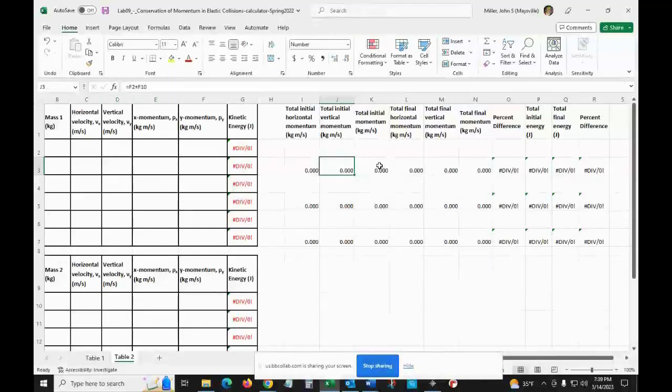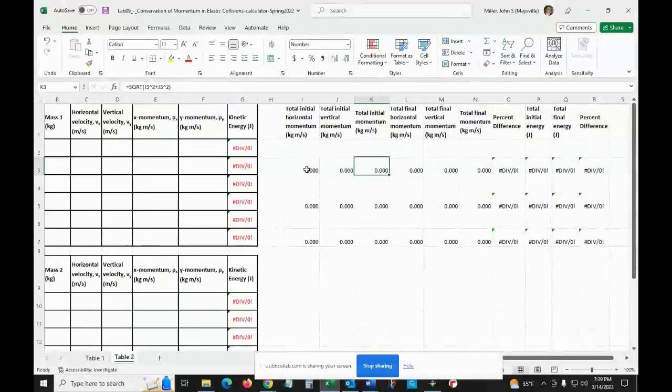Once that data is input, then calculations that you are to complete include the total initial momentum in the horizontal direction and the total initial momentum in the vertical direction. These should be simple sums. The total initial momentum will be obtained by putting Pythagorean's theorem as an equation in the cells under that label to use those horizontal and vertical sums. The same will be true for the final momentum values in the horizontal and vertical directions.